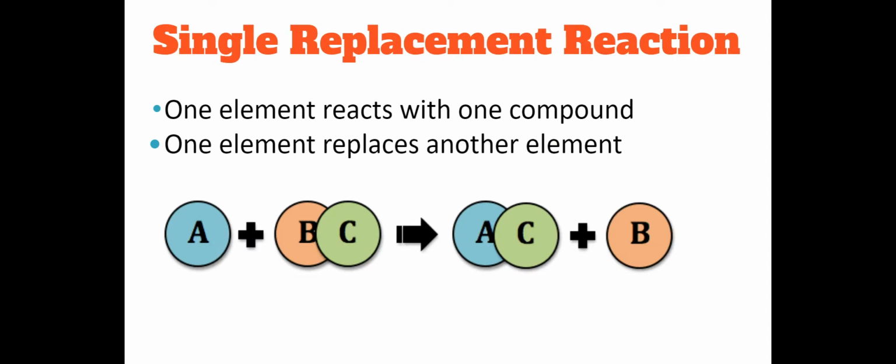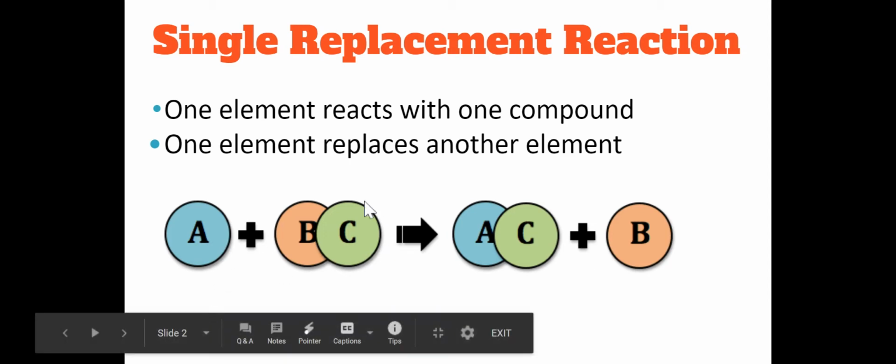Hi everyone, we are going to continue with the types of chemical reactions. As you remember, yesterday we did a single replacement reaction, which is basically one element reacting with a compound, most likely an ionic compound, and this element can replace the other element in the compound to form a compound and kick this element out. So that's what we call a single replacement reaction.